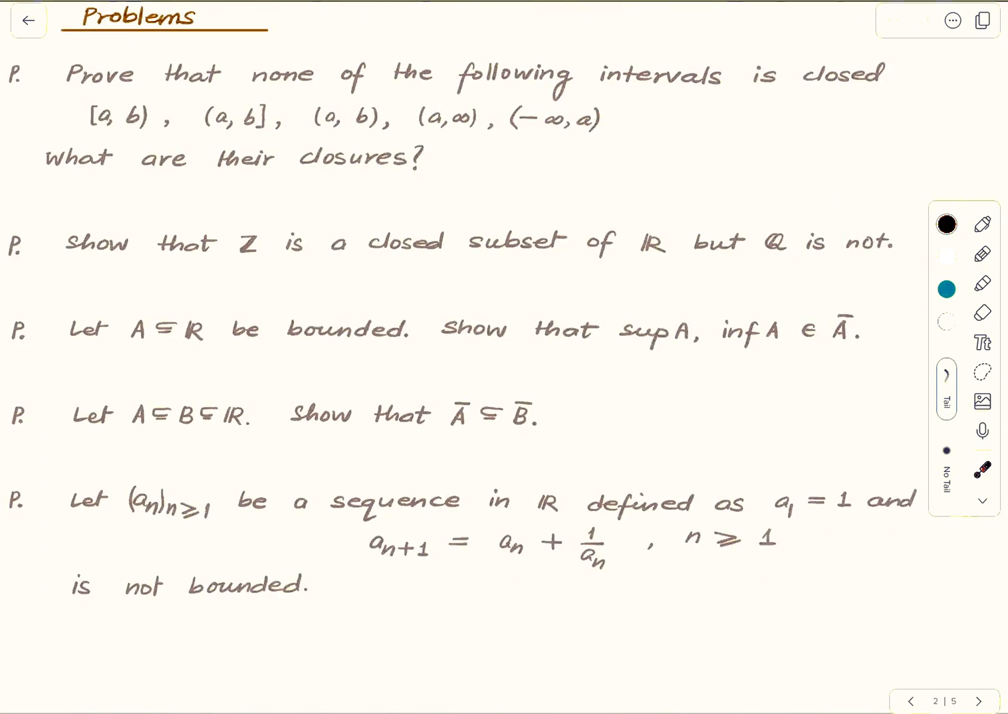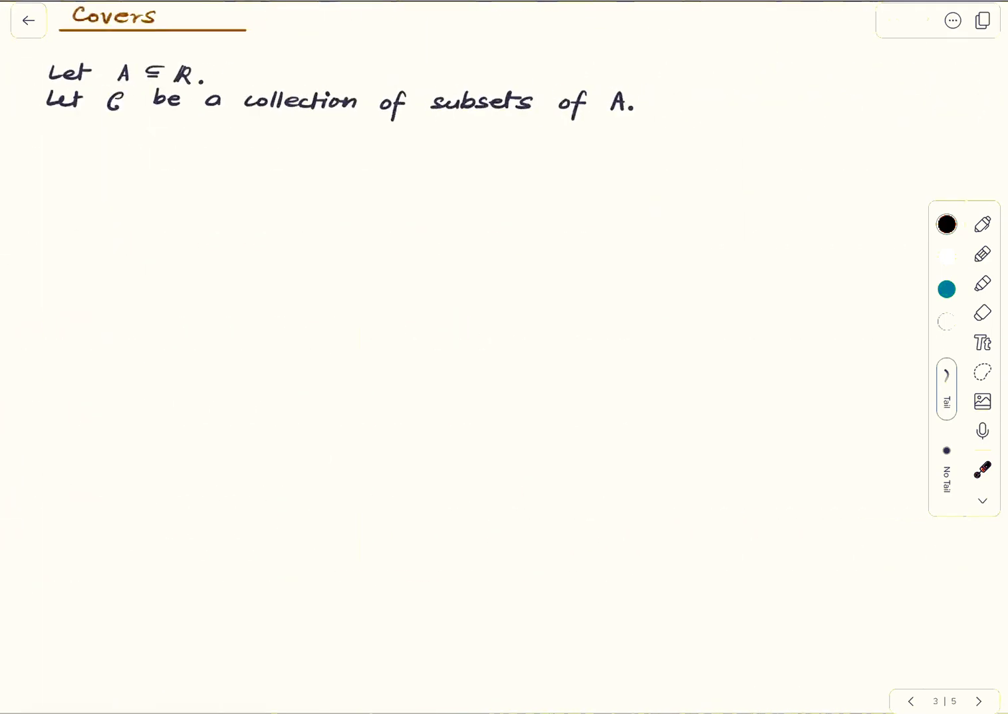Here are some problems for practice. And now let us get started. So we will define what is called a cover. Fix a subset A of R. Let fancy C, or script C, be a collection of subsets of R.